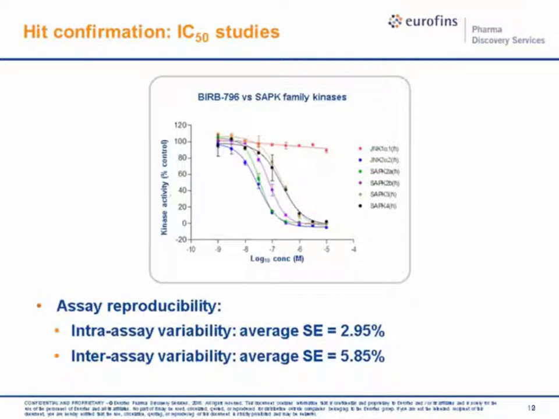That's just summarized in the slide here, looking at BIRB796, which is a P38 inhibitor, and showing in this case that one can take a hit and measure its IC50 value, and then also evaluate that in this particular case by looking at very close members of the SAPK family, which is the kinase subfamily to which P38 belongs. So it is important to take your hits, validate them, and then confirm their activity by IC50 confirmation.